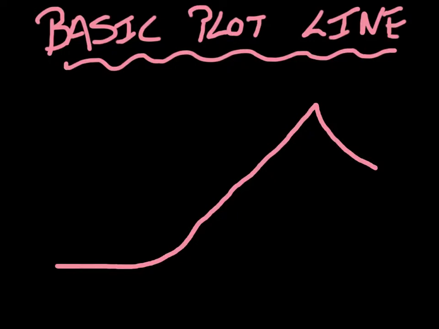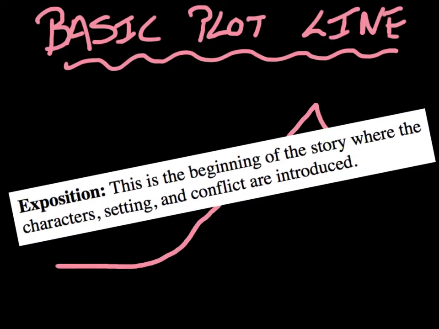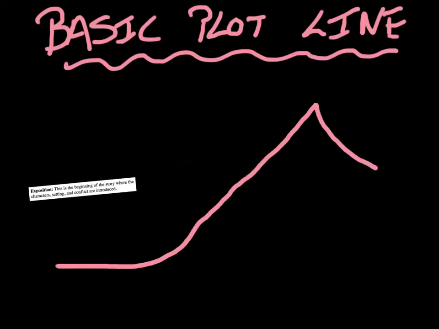So in order to talk intelligently about our story, we need to know some vocabulary words, so we're all speaking the same language. The first term we need to know is exposition. The exposition of the story is the beginning of the story, and it's where you get to know your character, who they are, the setting, where this is going to be taking place, and also our conflict starts to get introduced, or the problem of our story. The exposition is always going to be given in this beginning area of the story.